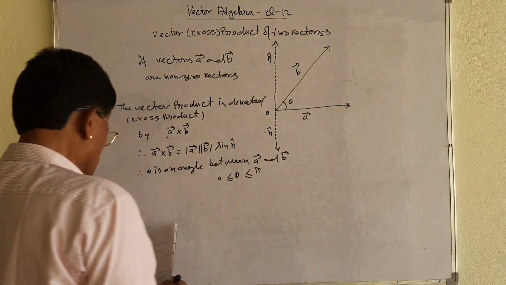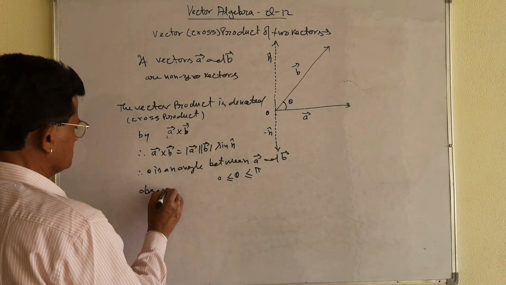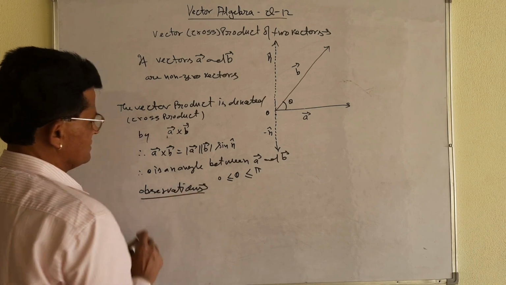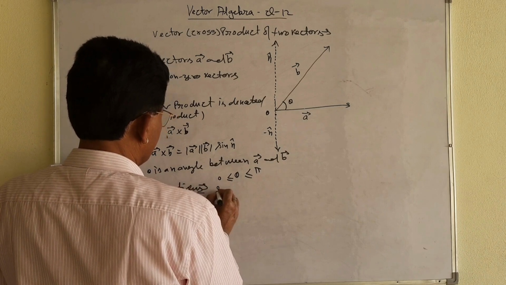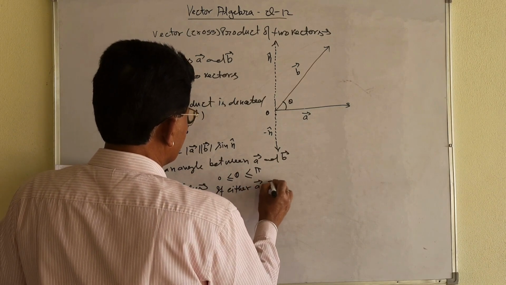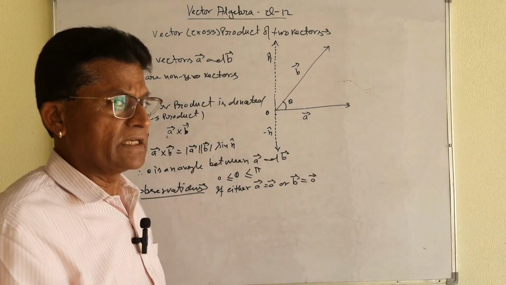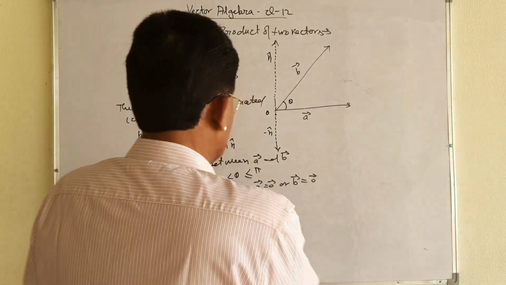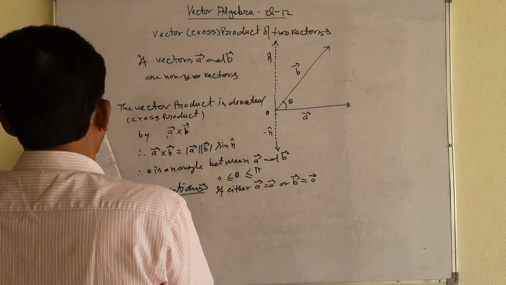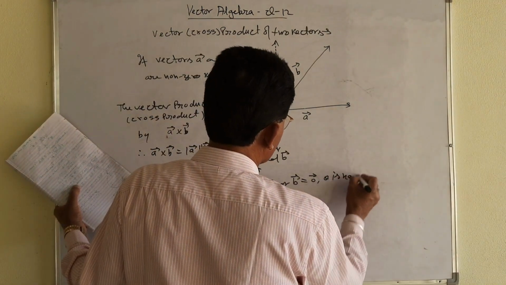Similar case of the dot product of two vectors, let me take the observation, because by using these results you will have to use it. If either vector A is the 0 vector, or vector B is equal to the 0 vector, or both are 0, then theta will not be defined. Either A will be 0 or B will be 0, then theta will not be defined.